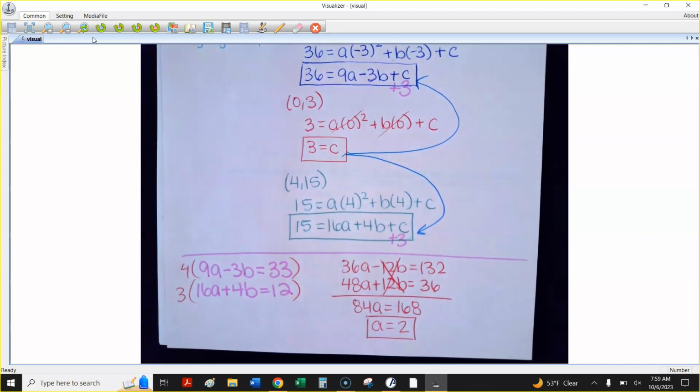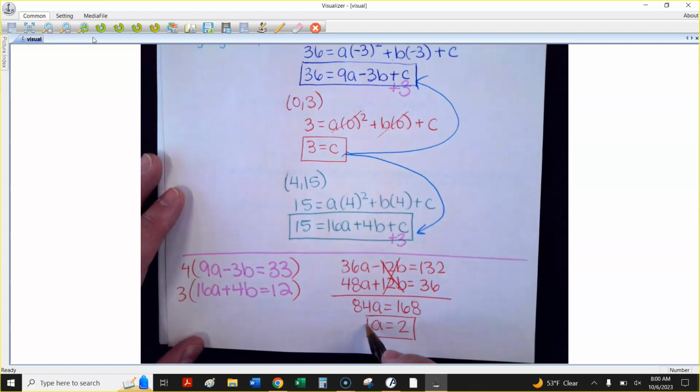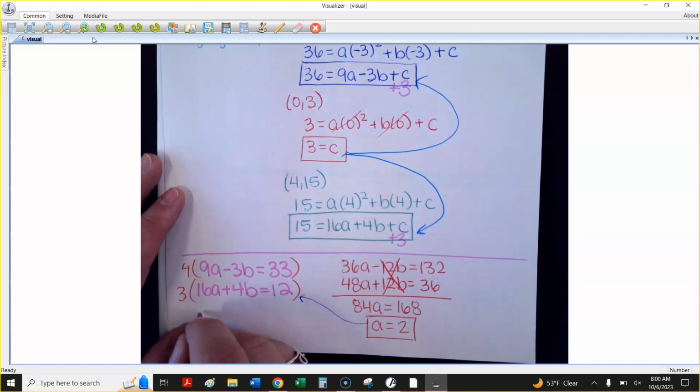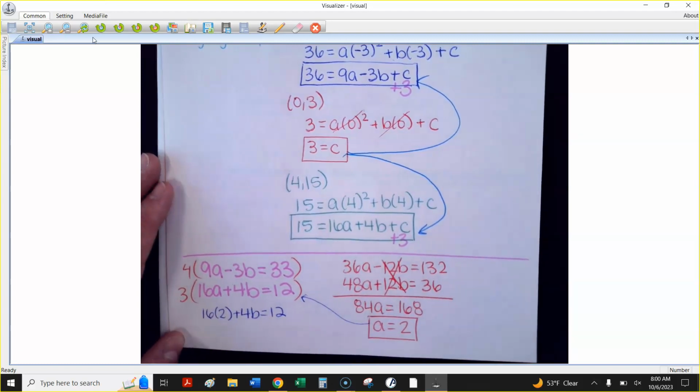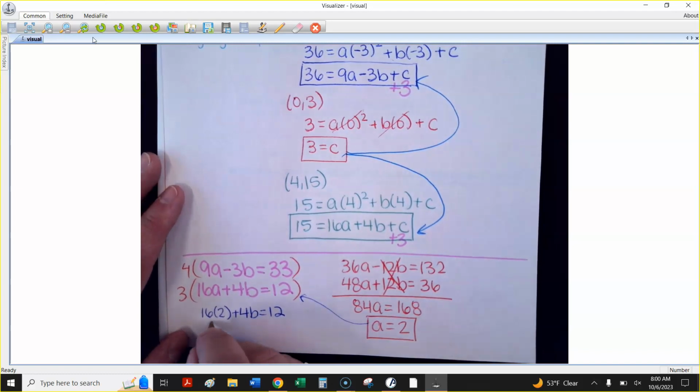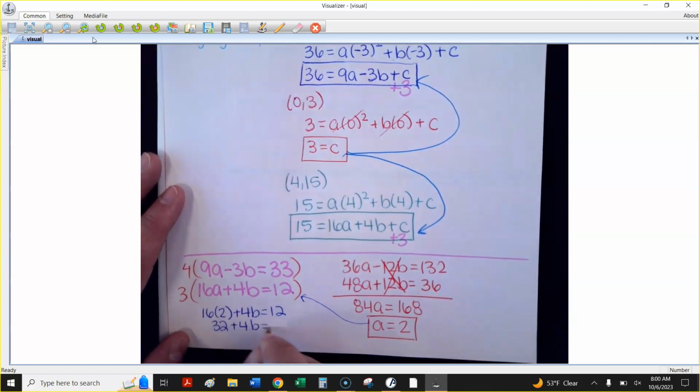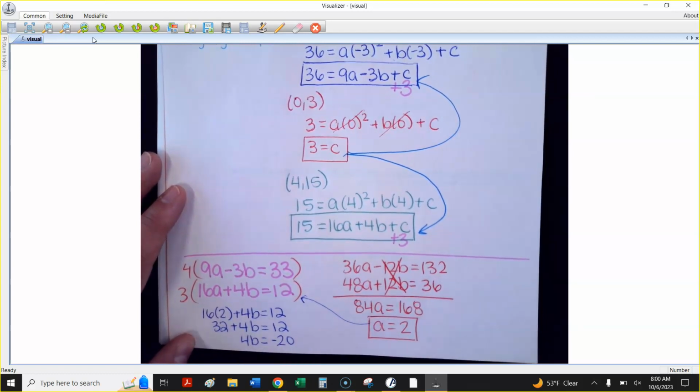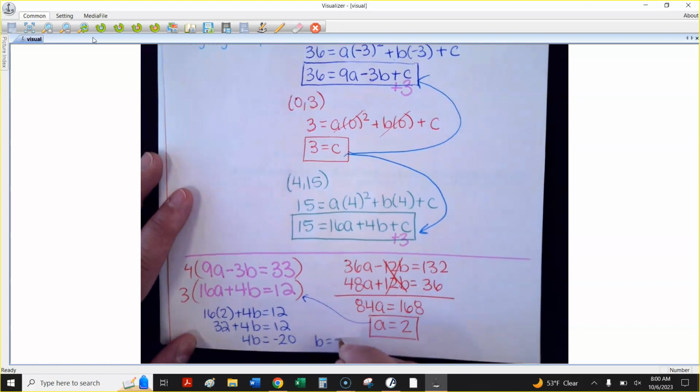All right, so I have a and c. The only other thing I would need to write this quadratic in standard form is b. So you just got to back up one step. You can plug it into either one of these or either one of these. It's totally up to you. I'm just going to plug it right there because I have a little bit of space. So 16 times 2 plus 4b equals 12. This would be 32 plus 4b equals 12. If I subtract that 32, I get 4b is negative 20. And that's nice number 2, so b is going to be negative 5.